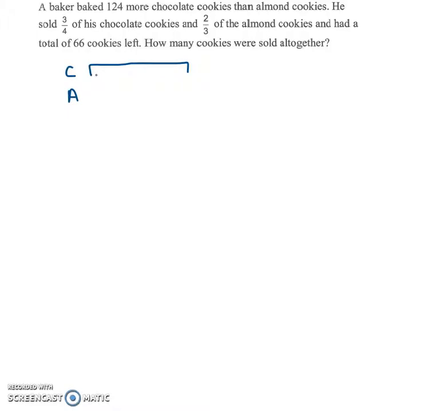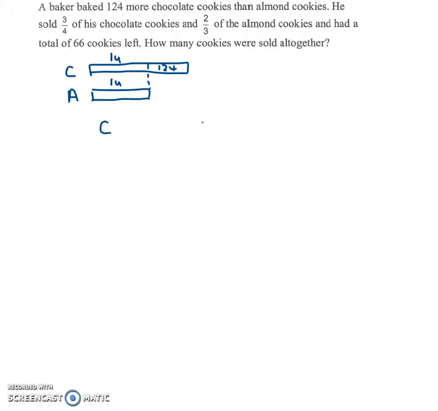So chocolate is this and almond is this. So he had 124 more chocolate than almond. So this becomes 1u, this becomes 1u. So again, please draw this model just to let you understand who has more and who has less, and how do you make this thing work out. So he sold 3/4 of his chocolate cookies.